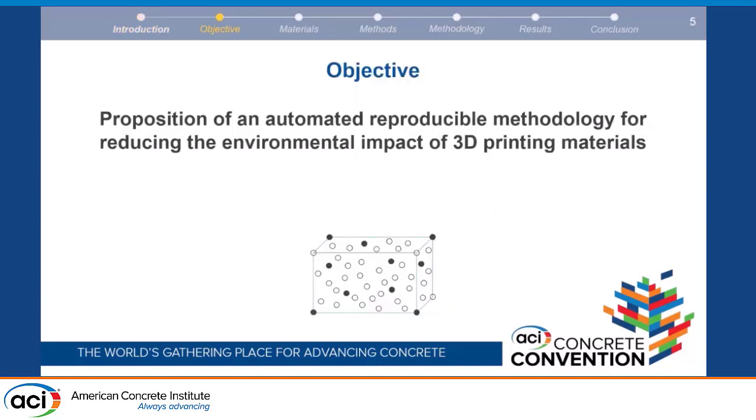So this study aims at proposing an automated, reproducible methodology for the reduction of the environmental impact of 3D printing materials. And we are going to apply this to a mortar with very low cement content in this study. And we'll focus solely on the global warming potential.